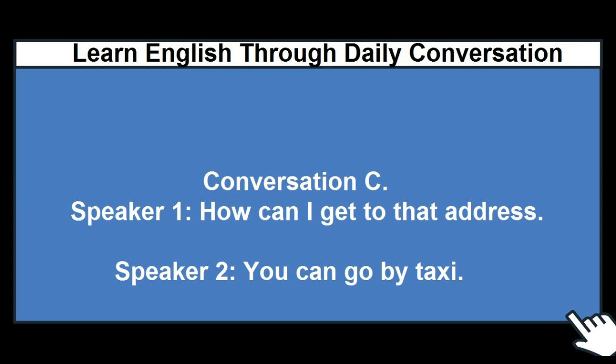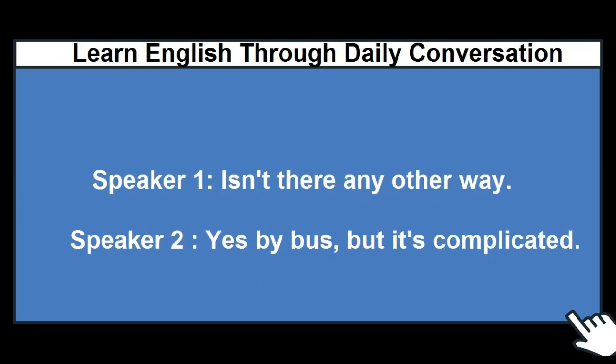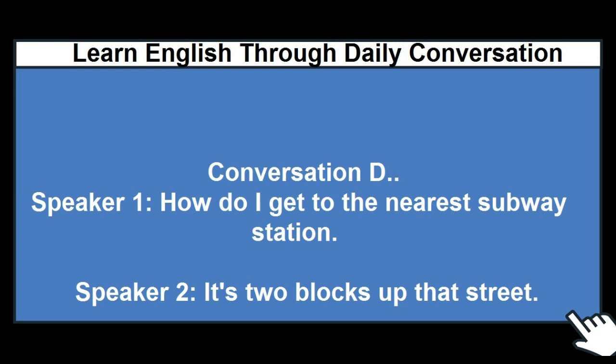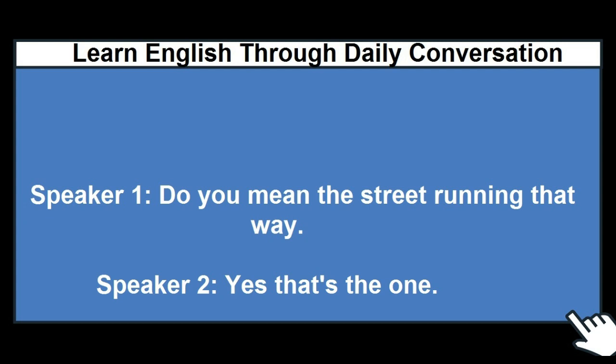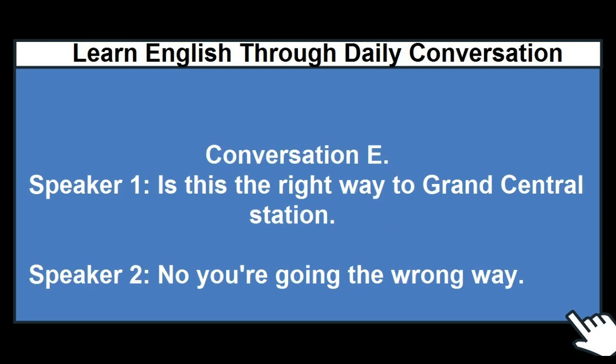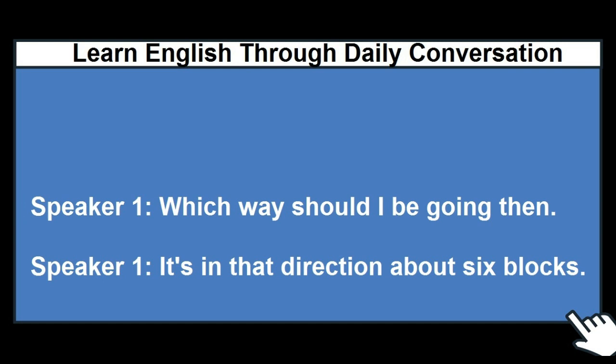Conversation C. Speaker 1. How can I get to that address? Speaker 2. You can go by taxi. Speaker 1. Isn't there any other way? Speaker 2. Yes, by bus, but it's complicated. Conversation D. Speaker 1. How do I get to the nearest subway station? Speaker 2. It's 2 blocks up that street. Speaker 1. Do you mean the street running that way? Speaker 2. Yes, that's the one. Conversation E. Speaker 1. Is this the right way to Grand Central Station? Speaker 2. No, you're going the wrong way. Speaker 1. Which way should I be going then? Speaker 2. It's in that direction, about 6 blocks.